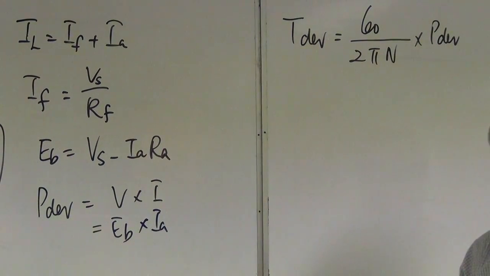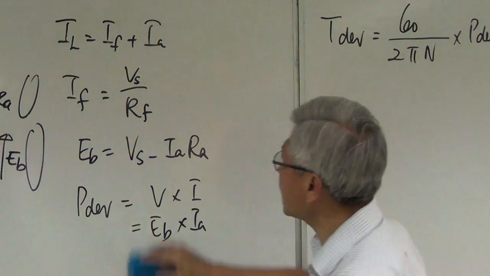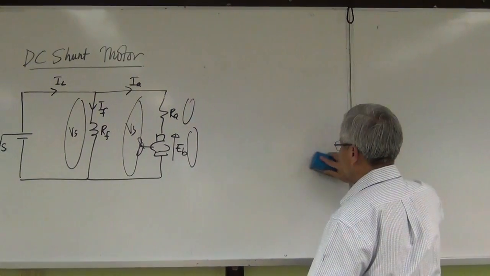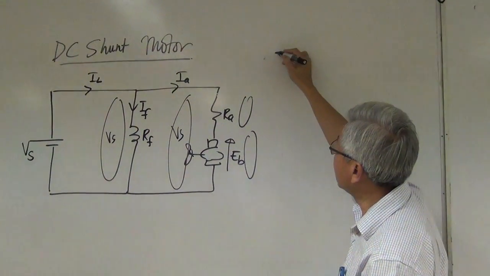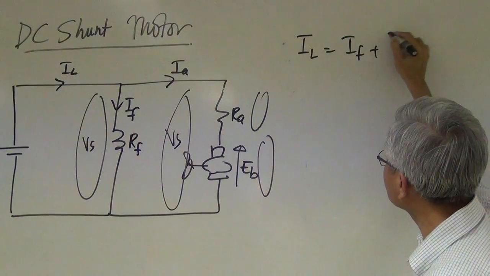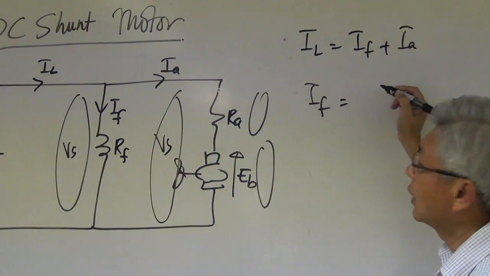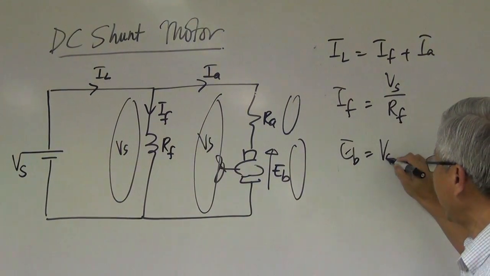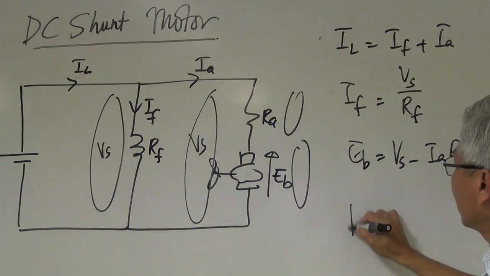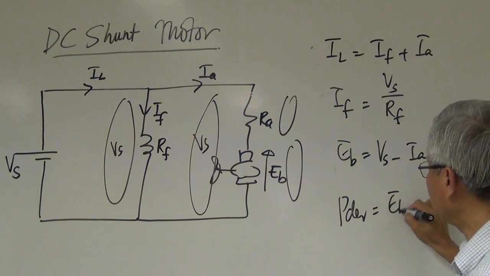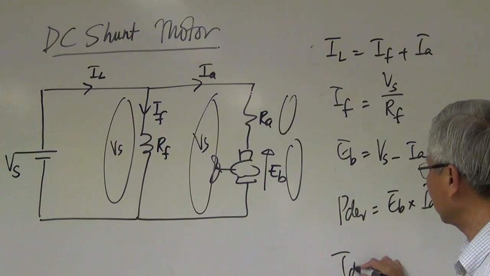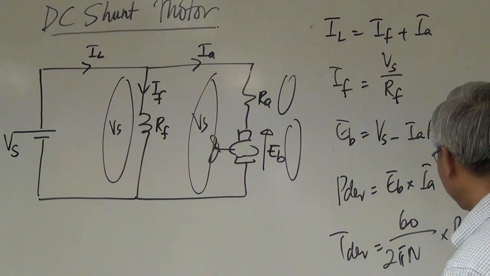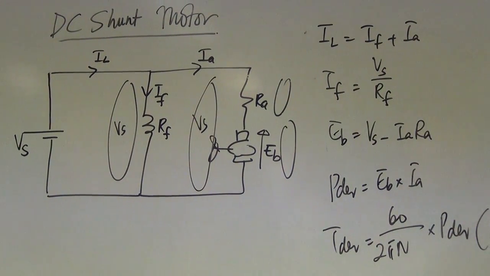Okay, so that is shunt motor. Let's revise it very quickly. What are the basic formulas for the shunt motor? First, the relationship between the 3 currents. How do I calculate IF? IF equals Vs over RF. How do I calculate EB? Vs minus IA RA. How do I calculate power developed? EB multiplied by IA. How do I calculate torque developed? 60 divided by 2 pi n multiplied by power developed. And the unit for torque is Newton meters.